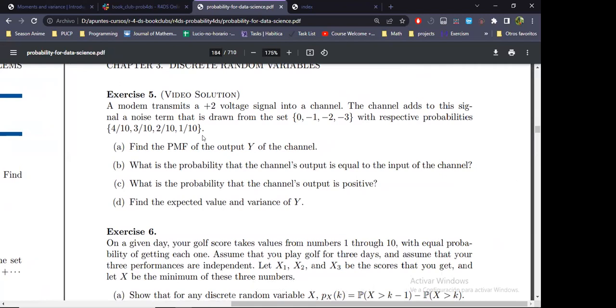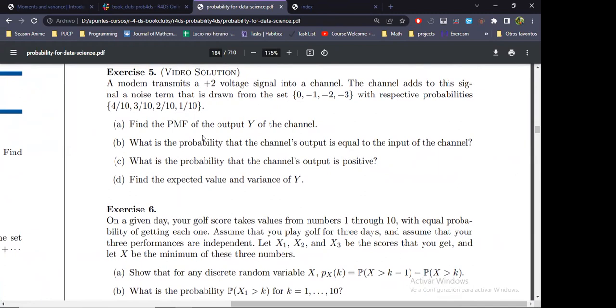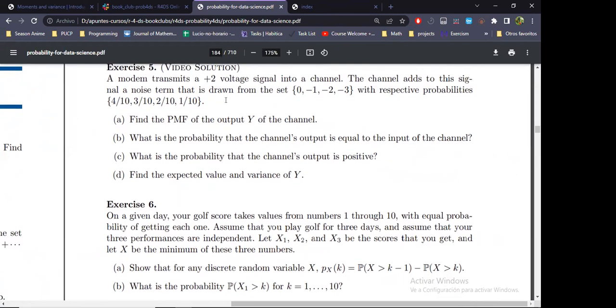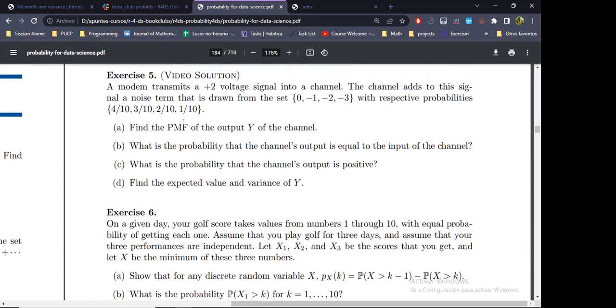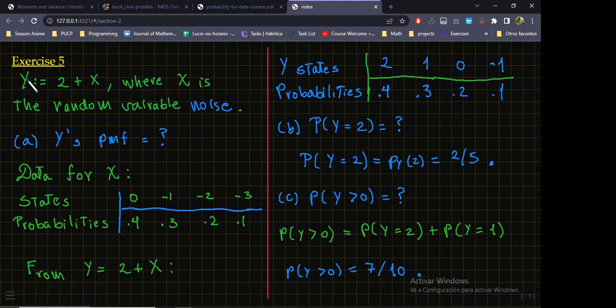Now the next, exercise 5. A modem transmits a +2 volt signal into a channel, and then this channel adds to the signal a noise term with possible values 0, -1, -2, or -3. The respective probabilities are given here. So we use a random variable Y to describe the output of this channel, and they ask us to find the PMF. The output would be simply the input, that is +2, plus the noise. So we can label Y as 2 + X, where X is the noise.